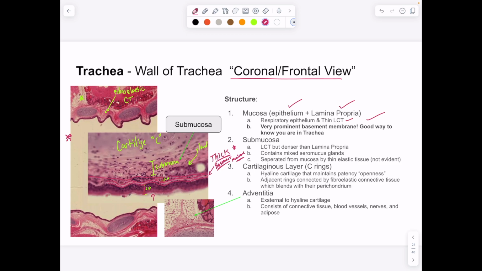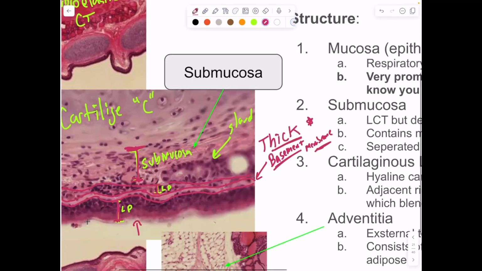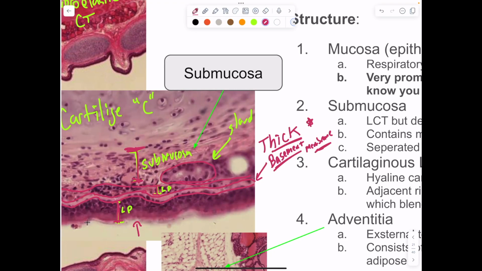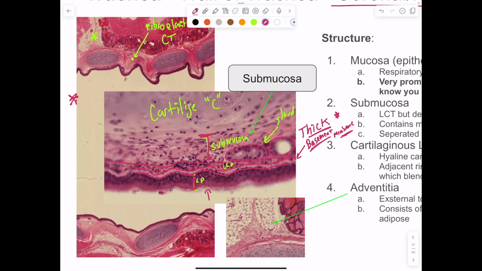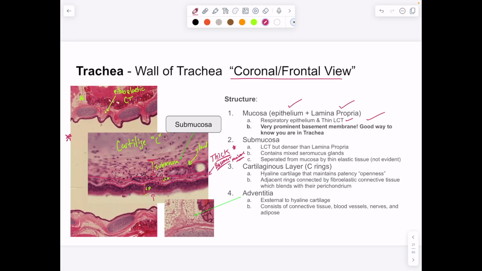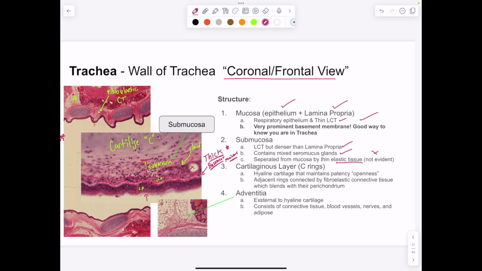Our submucosa, we know of course, is adjacent to the cartilage. So you start there, and then you often see the start of a gland, which you know is submucosa with the seromucous glands, or you can try to go based off of the density of the cells in the lamina propria, but the submucosa is loose connective tissue. It's denser than lamina propria. It's going to have those mixed seromucous glands, which you can see here, and then it's going to be separated from mucosa by thin elastic tissue. It's not evident in this case. We need a different stain.